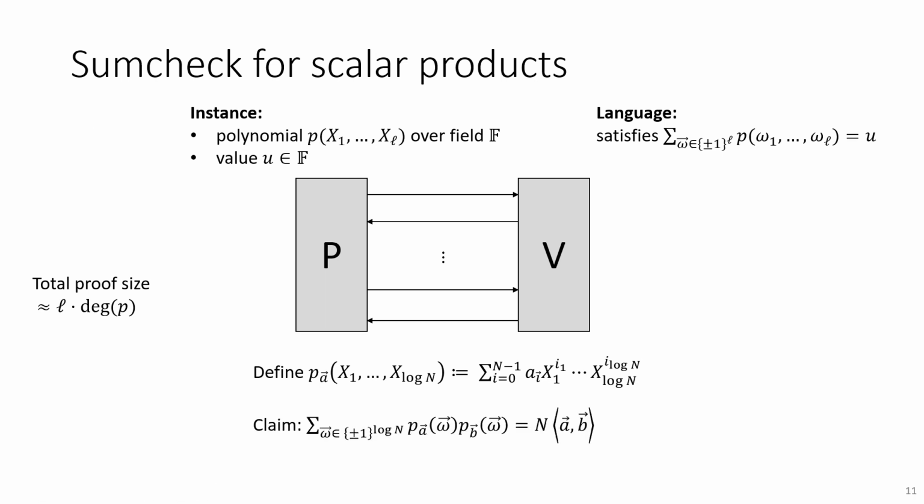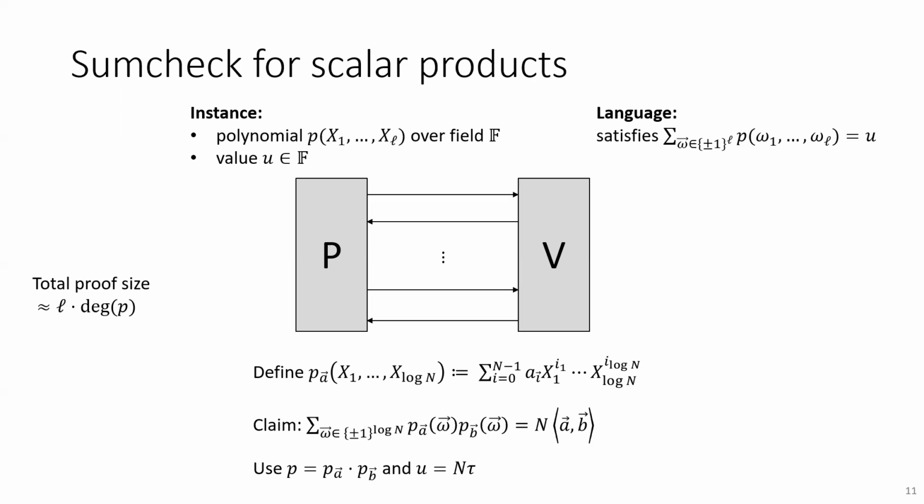Okay, to actually pick our polynomial P, we're going to make use of this claim that I'm going to prove on the next slide, or at least explain: if we have this polynomial P sub A for a vector A, and also P sub B for the vector B, then when we sum up over this domain, we get a multiple of the scalar product of these two vectors. And using this fact, we can just check a scalar product by running a sum check protocol with a polynomial P, which is P_A times P_B, and a target value, which is N times the scalar product value that we wanted to check.